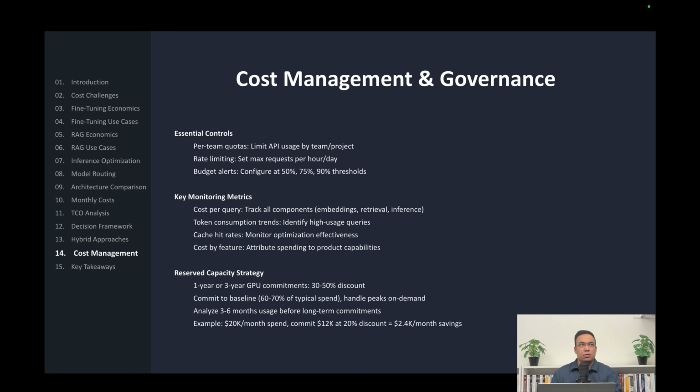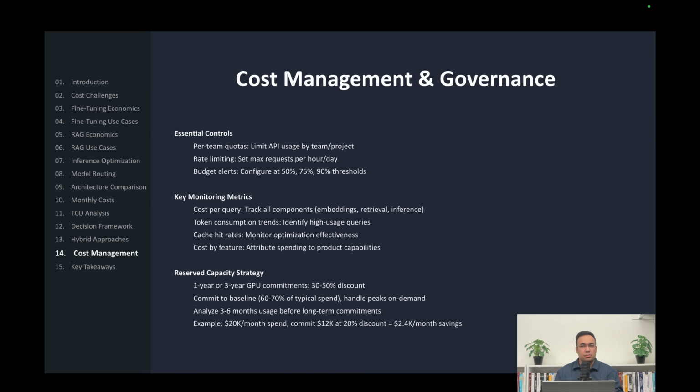As part of cost management, which is super important because without proper controls and monitoring, costs can spiral out of control pretty quickly, especially with GenAI applications. For essential controls, the first is per team quotas. You should limit API usage by team or project to prevent runaway costs. If one team's experiment goes haywire and starts making millions of API calls, it shouldn't take down your entire budget. Second is rate limiting.